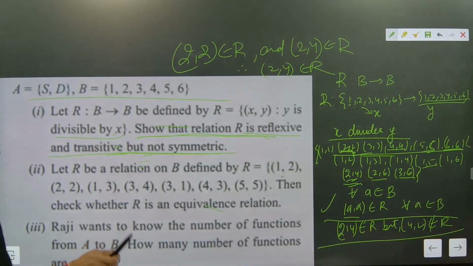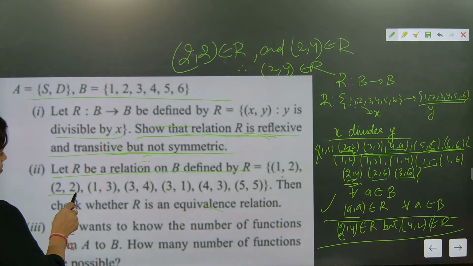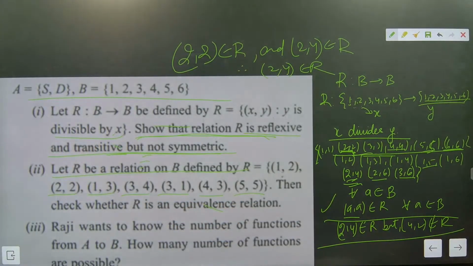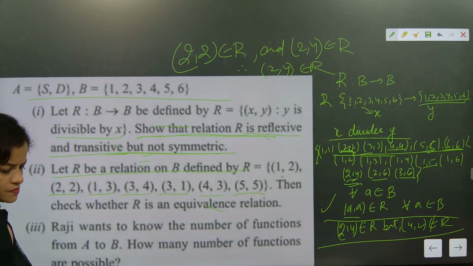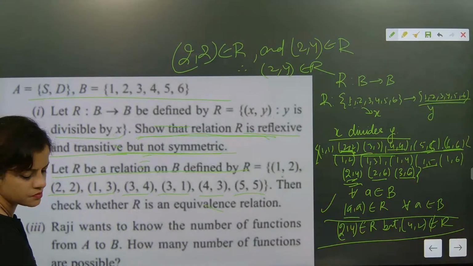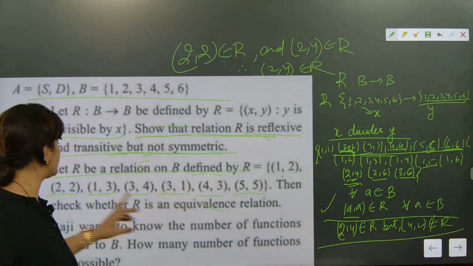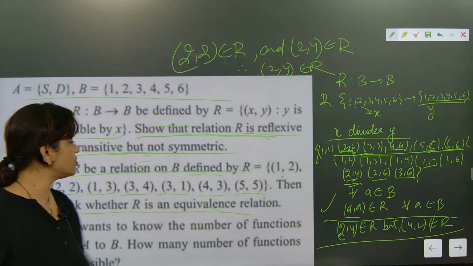Now look at this part, Nabila. Now look at R, a relation defined on B by this: 1 2, 2 2, 1 3, 3 4, 3 1, 4 3, and 5 5 is there. Come on, go for it, please. A relation R is defined on B as this: 1 1, 2 2, 1 3, 3 4, 3 1, 4 3. Then check whether R is an equivalence relation or not.